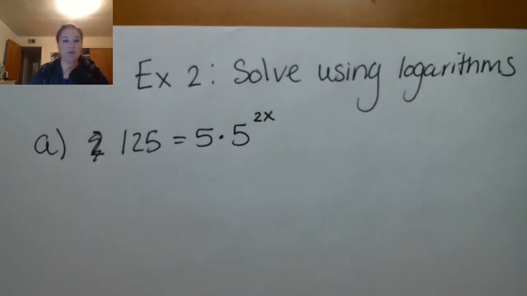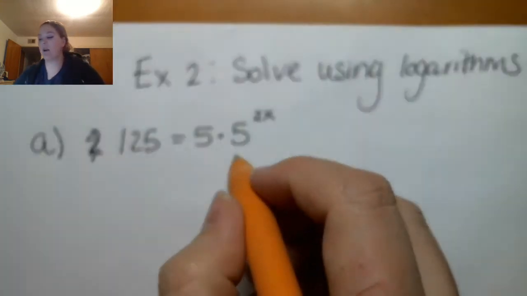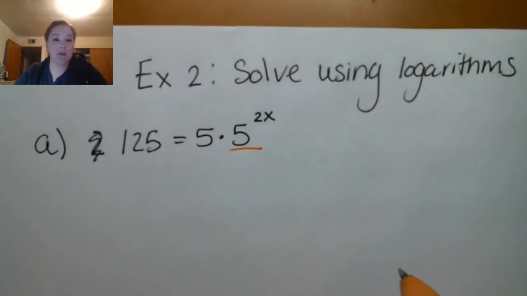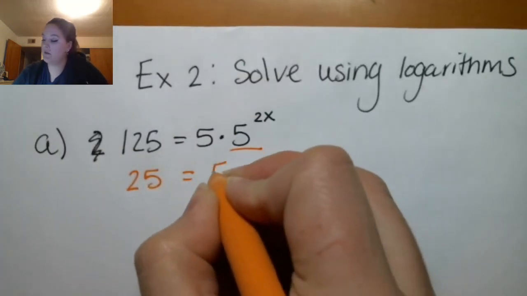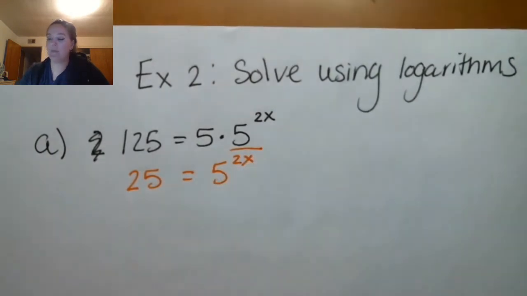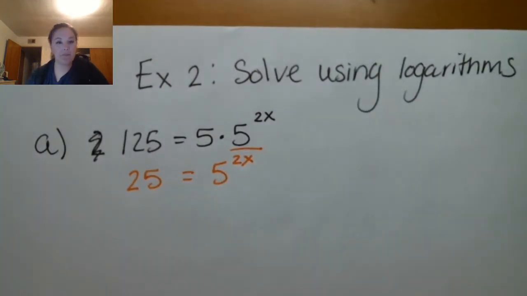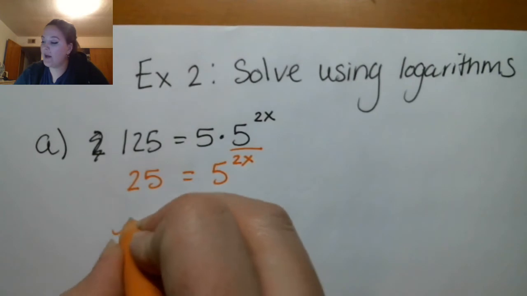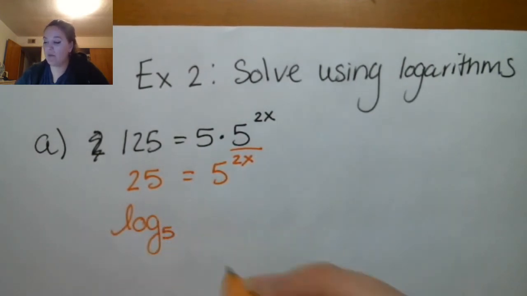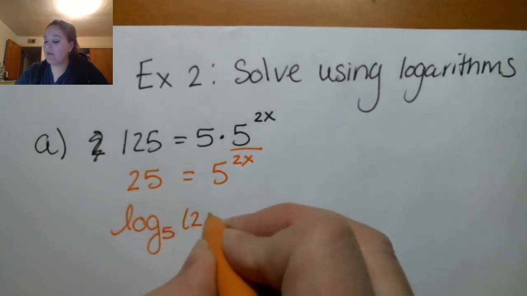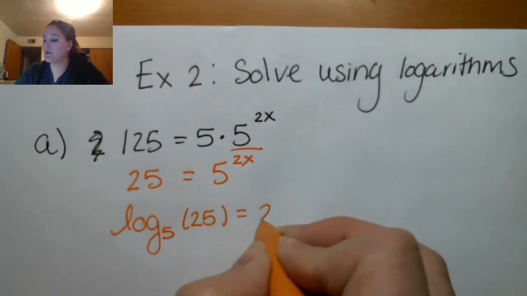Okay, so the first thing we're going to do is isolate our exponential. So here's our exponential, and we're going to isolate this by dividing both sides by 5. Now that we have our exponential isolated, we're going to change to log form. So the base of the log is the base of the exponent, so we're going to have log base 5 of 25 equals 2x.